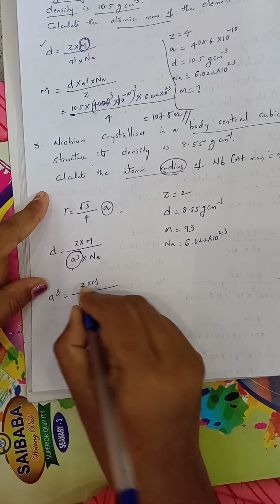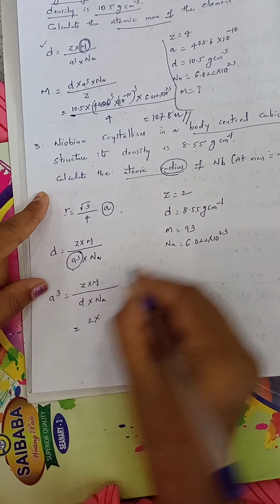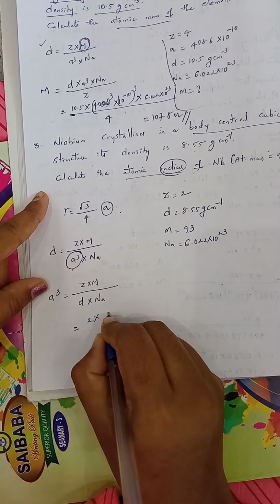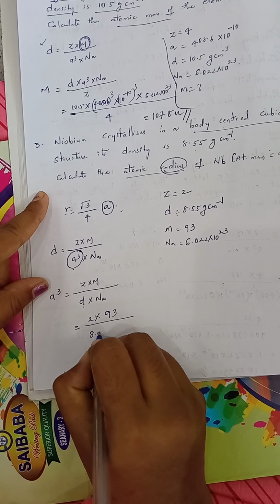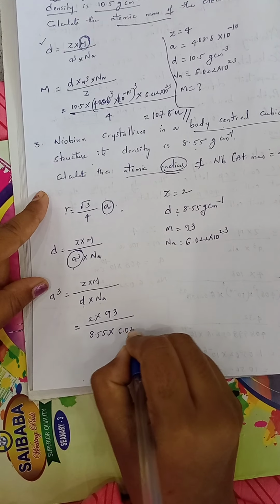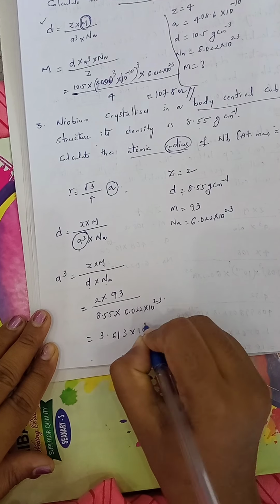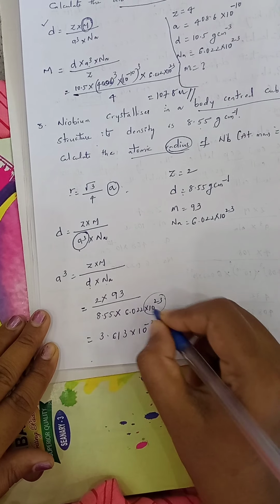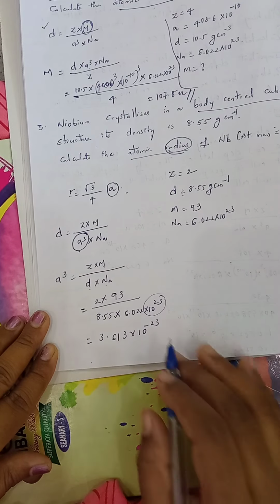Substitute in the formula. Z value is 2, atomic mass M value is 93, divided by density D value is 8.55, into Na value 6.022 into 10 to the power of 23. So first calculate all this. By calculating all this you will get 3.613 into 10 to the power of minus 23. When this 23 comes to numerator, it becomes minus, positive becomes negative. So 10 to the power of minus 23 is the value for A cube.